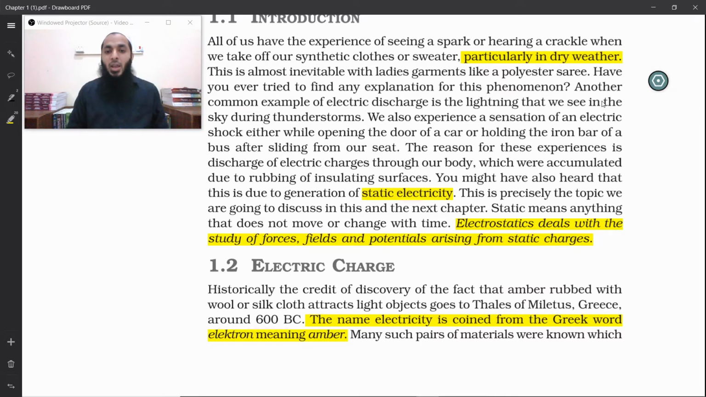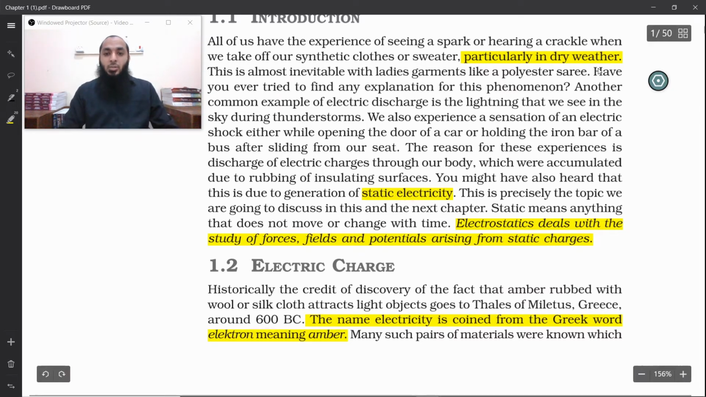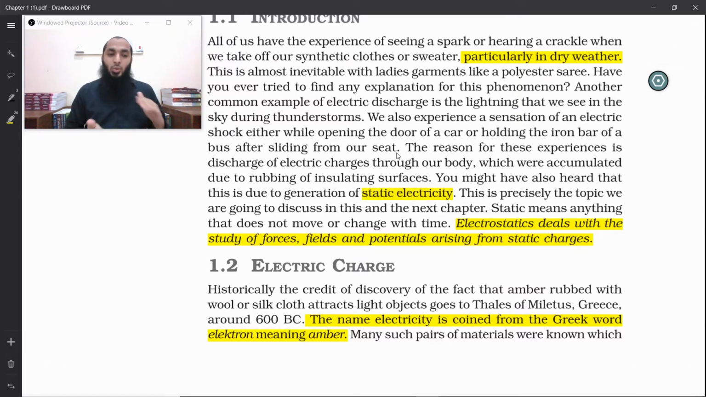Similar funda. Anyway, so now let's read on. We also experience a sensation of an electric shock either while opening the door of a car or holding the iron bar of a bus after sliding from our seat. Now again, note the point, after sliding from our seat. Why is that sliding on the seat so important?